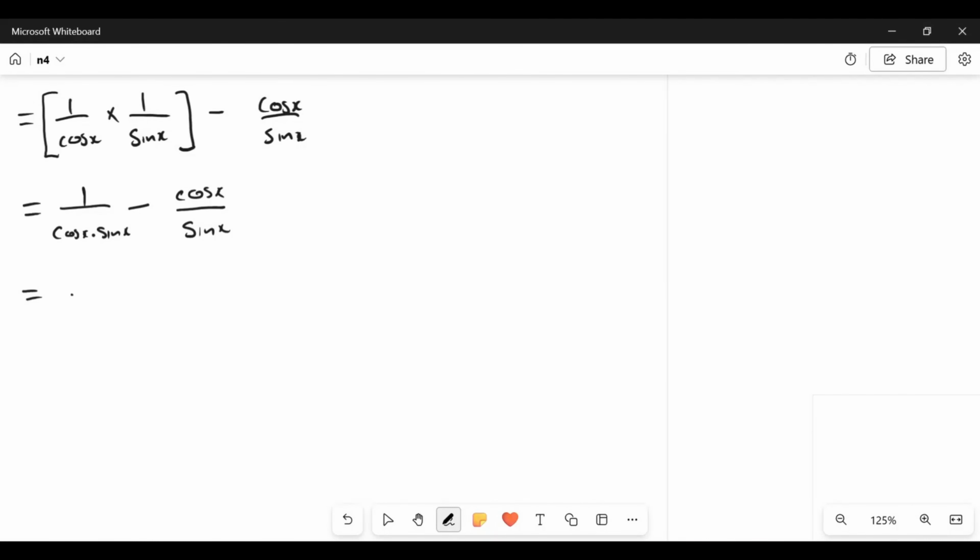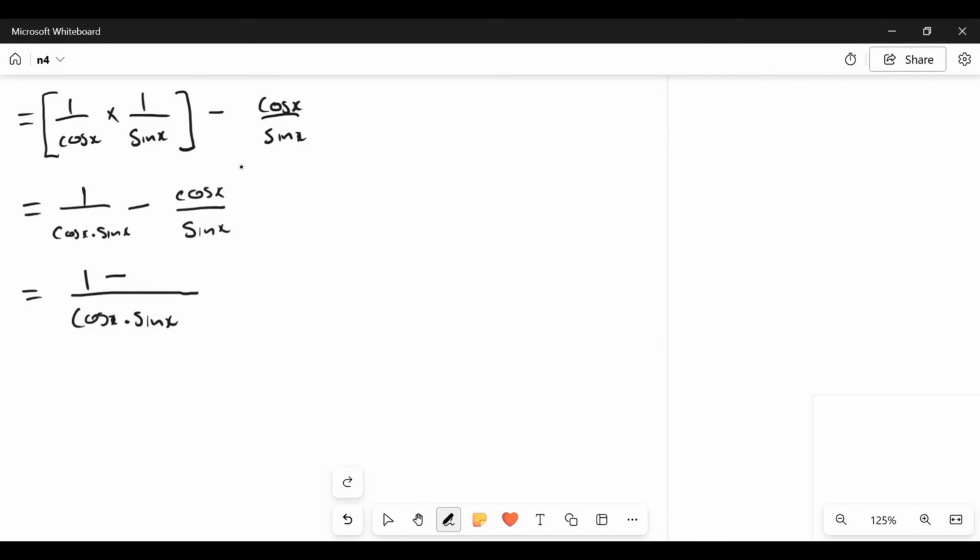When it's like this, we need to find our LCD, which is going to be cos x multiplied by sine x. Now, we're going to divide this cos x sine x with that cos x sine x. This is going to give us 1 multiplied by that 1 there, and that is going to give us 1. Then minus that minus there. And then we're going to divide this cos x sine x with that sine x. It's going to give us cos x.